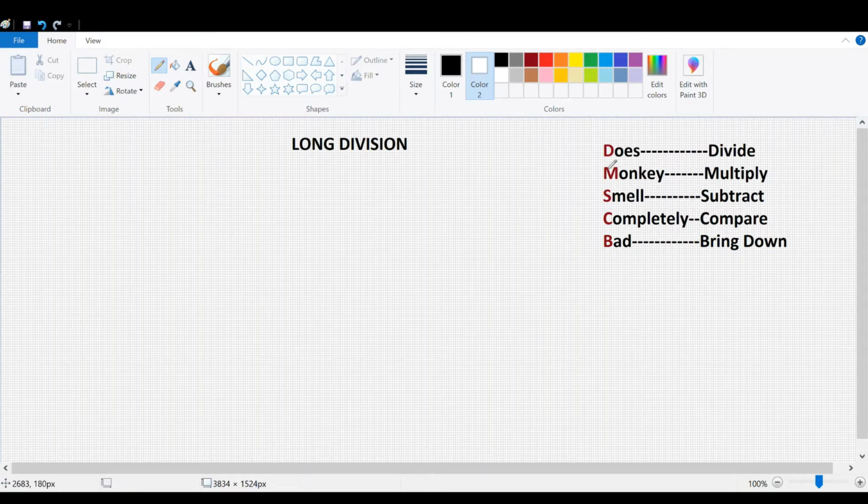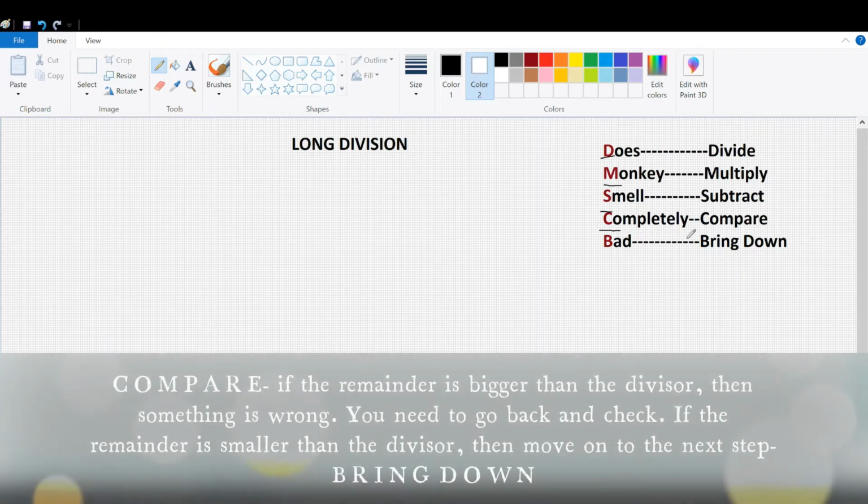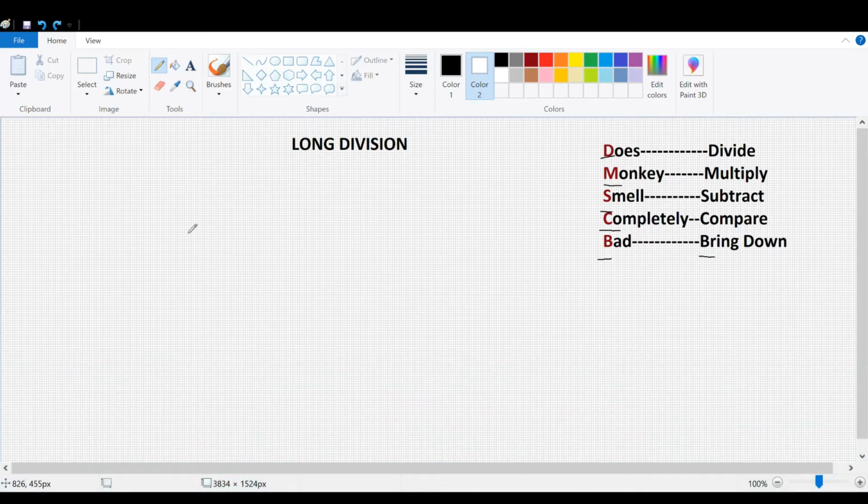The letter D stands for divide. M stands for multiply. S stands for subtract. C stands for compare. And B stands for bring down. In this division problem, 84 divided by 4, we will use these steps to solve it.